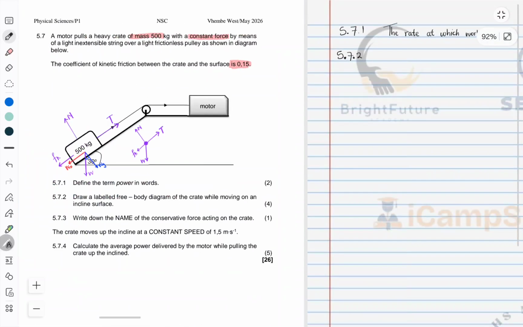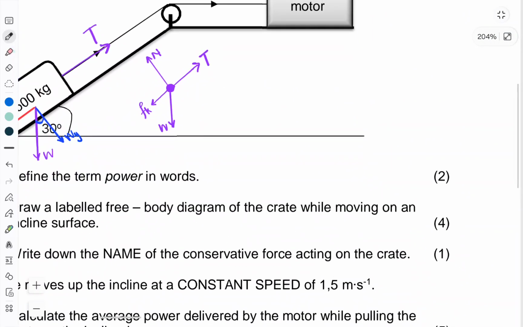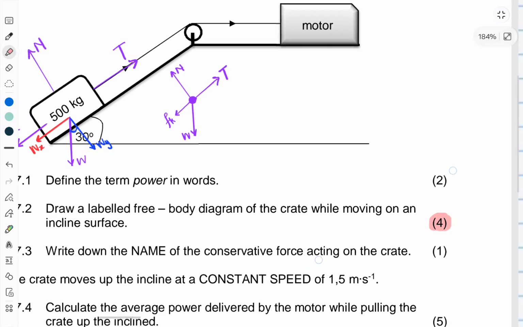Draw a labeled free body diagram of the crate while moving on the incline. We've already done that. And remember what we said, if it has 4 marks, it means your free body diagram ought to have 4 forces as well. So it must have 4 forces.